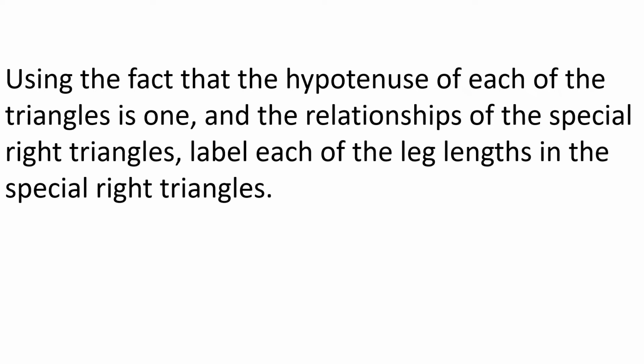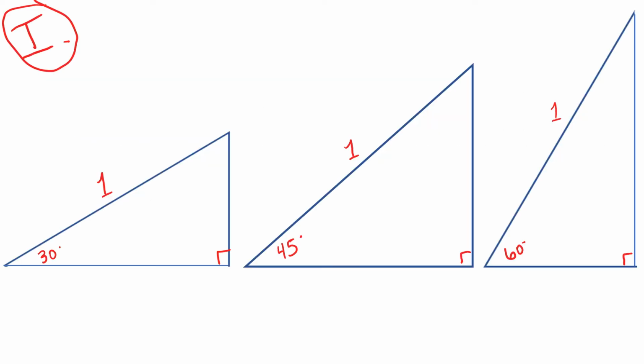Now what we're going to do on the next couple slides is we're going to practice with this. We're going to use the fact that the hypotenuse of each of the triangles is 1, and the relationship to the special right triangles. Now when I say relationships to the special right triangles, I mean what we did on the previous slide. We're going to label the leg lengths. These next 4 slides are going to look kind of similar, but it's actually going to be really useful as we start to look at the unit circle, because triangles are positioned in different ways on the unit circle, and we need to be able to correctly identify how long the legs are.